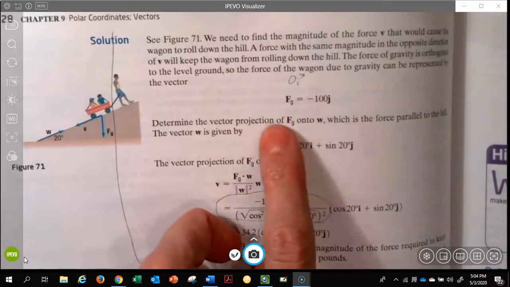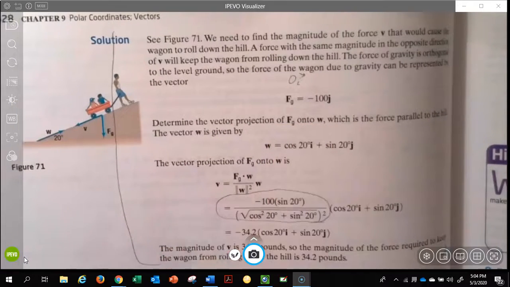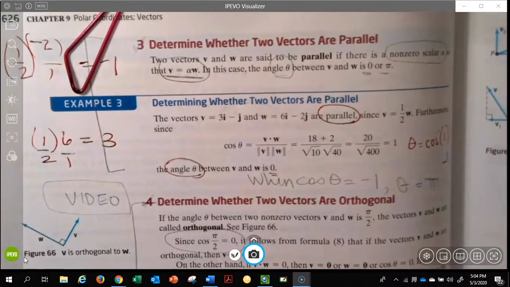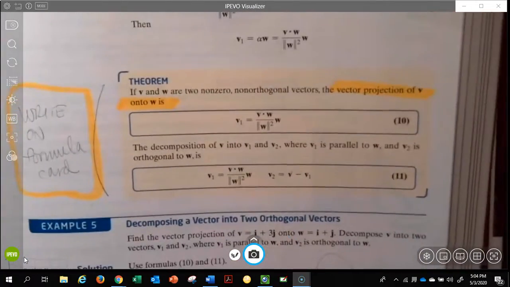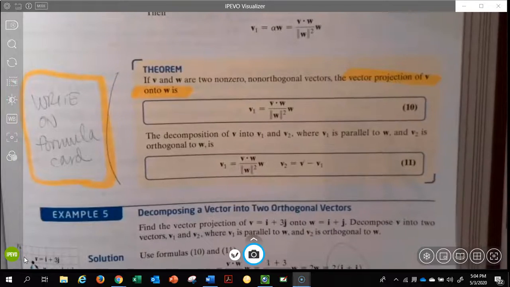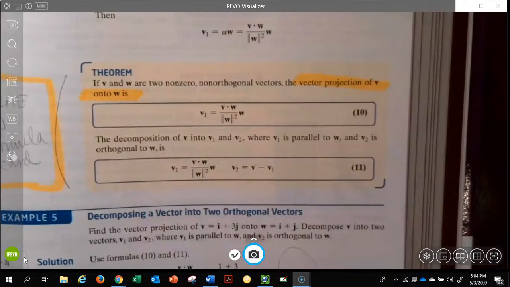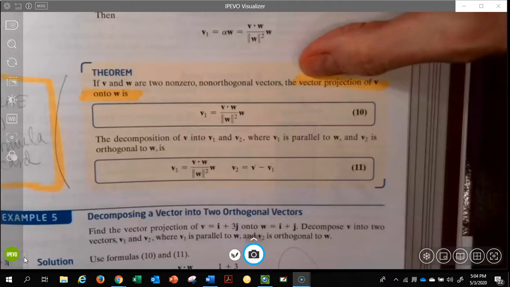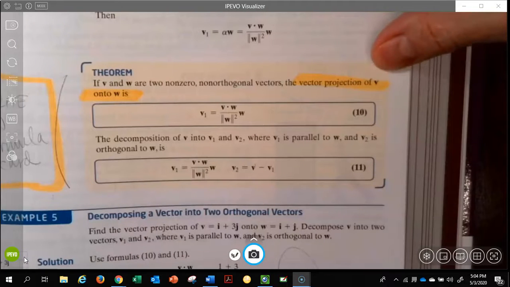When it asks us to do the vector projection of vector F of gravity onto vector W, I'm going to go back over to page 627. I know I ran through this in an earlier video, but I want to back up just a little bit. I had asked you to write specifically these two formulas on your formula card. I'd now like you to add a little bit to that to make sure we see these words, vector projection of vector V onto W. And you might want to write it exactly like that.